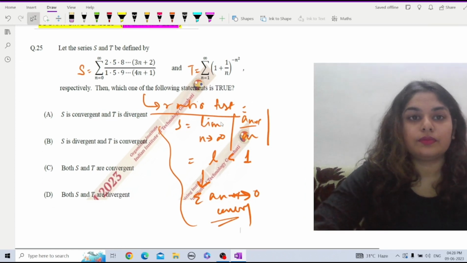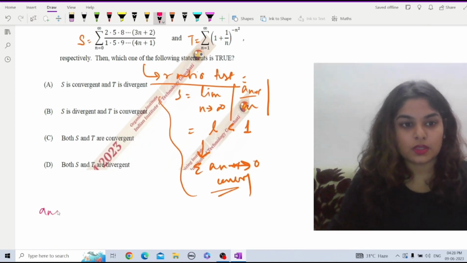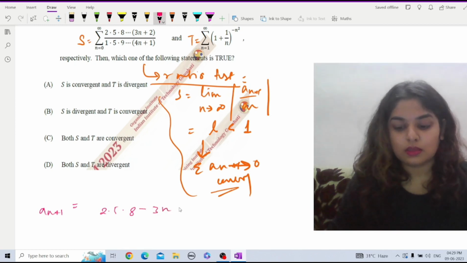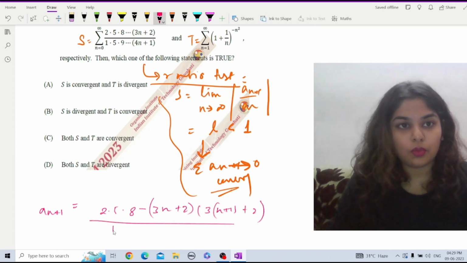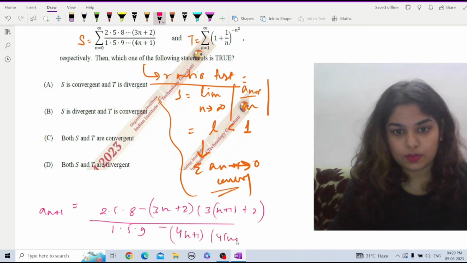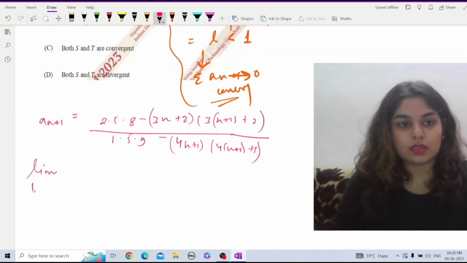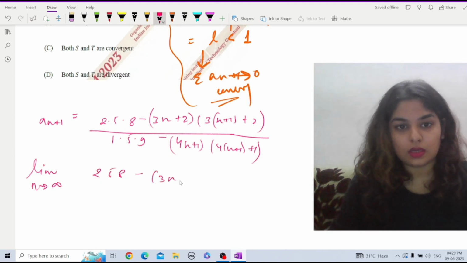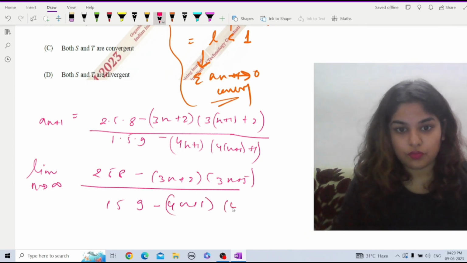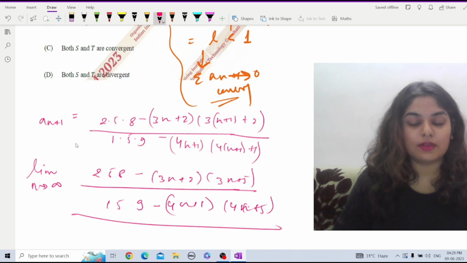Now, let us check our a n plus 1. So a n plus 1 is equal to 2, 5, 8 up to 3n plus 2, and we will have 3n plus 1 plus 2, by 1, 5, 9 up to 4n plus 1 plus 1. Now, limit n tends to infinity of 2, 5, 8 up to 3n plus 2, 3n plus 5, by 1, 5, 9 up to 4n plus 1, 4n plus 5, whole divided by a n, right? That is the ratio test here.